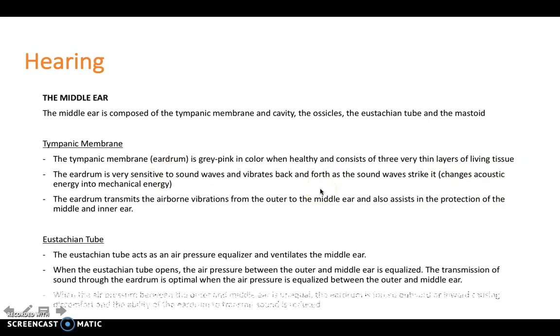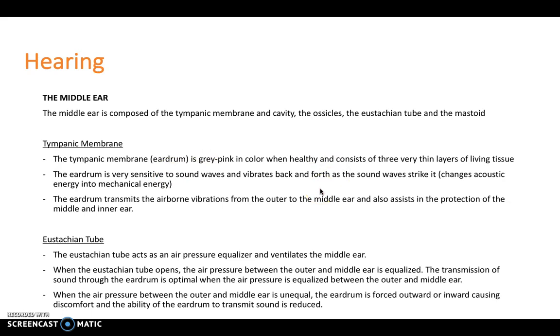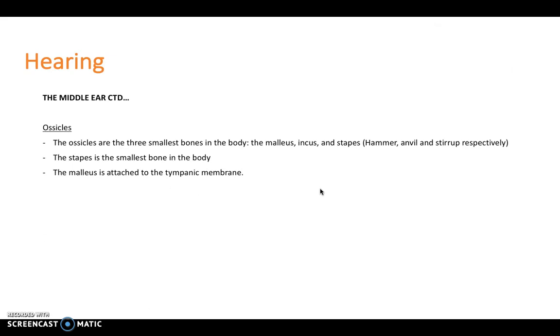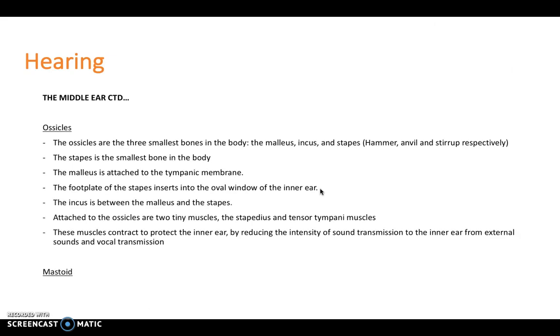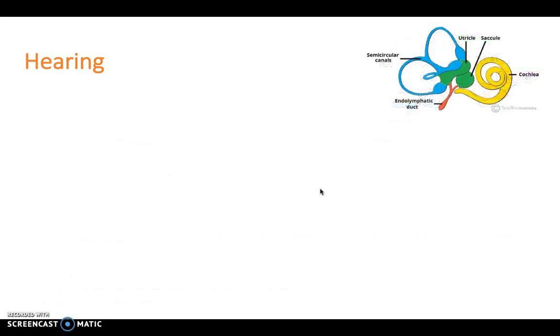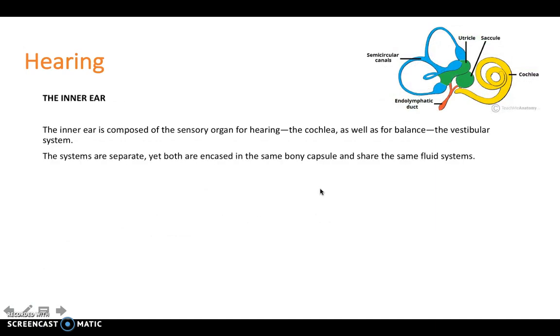You've then got the eustachian tube, which acts as an air pressure equalizer and ventilates the middle ear. And then, of course, we have the ossicles, the stapes, the malleus, and the incus. And then attached to these ossicles are 2 tiny muscles, the stapedius and the tensor tympani muscles. The mastoid is a bony ridge behind the auricle that connects to the middle ear, and it can get infected, causing mastoiditis. Lastly, we have the inner ear, and this is composed of the cochlea and the vestibular system.